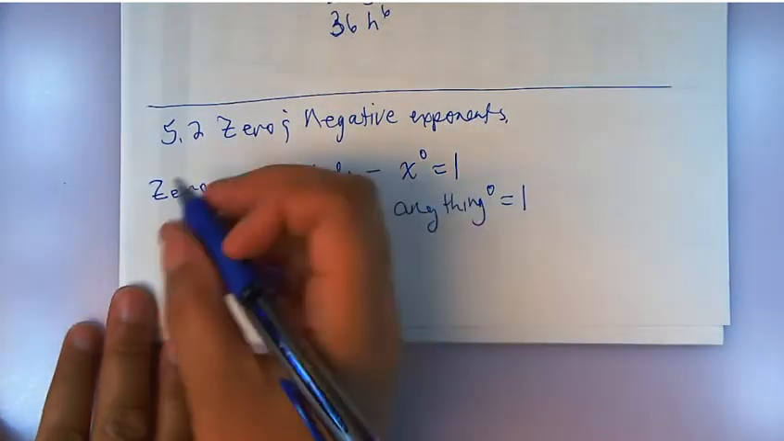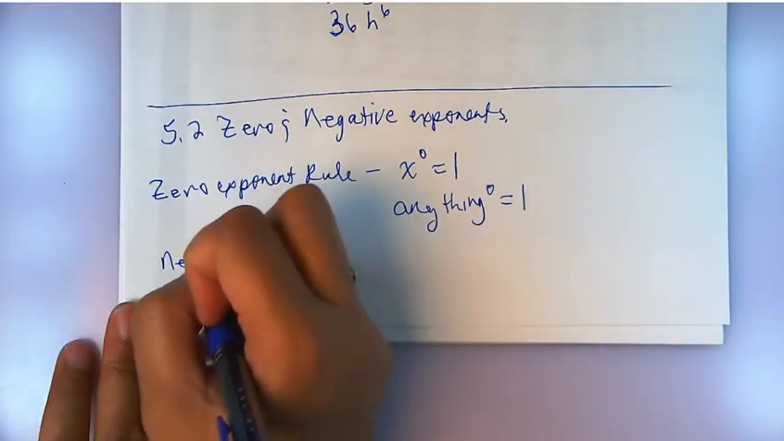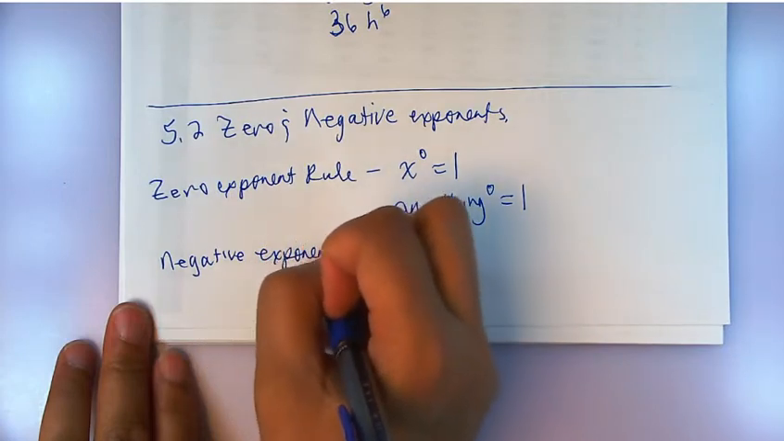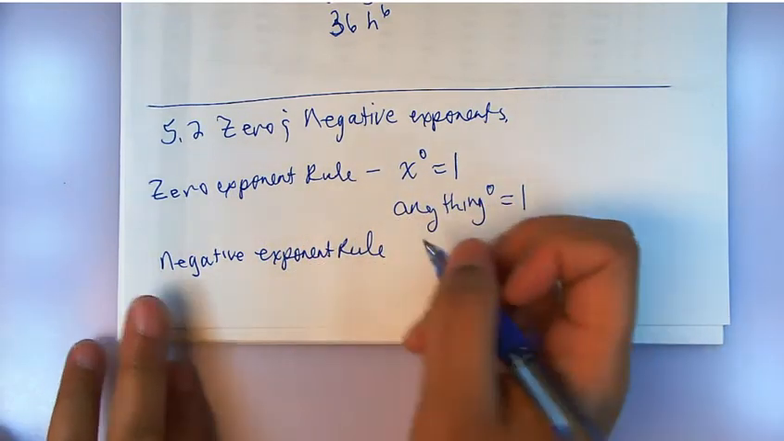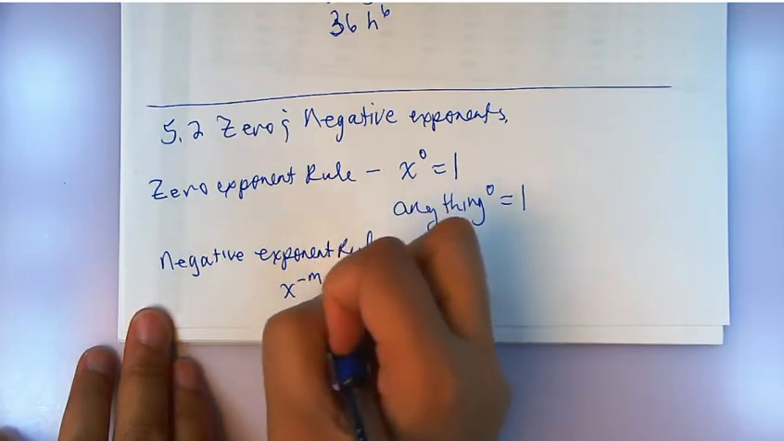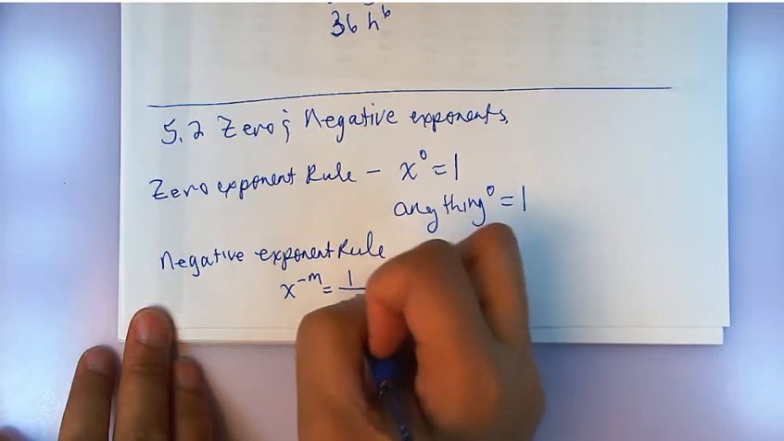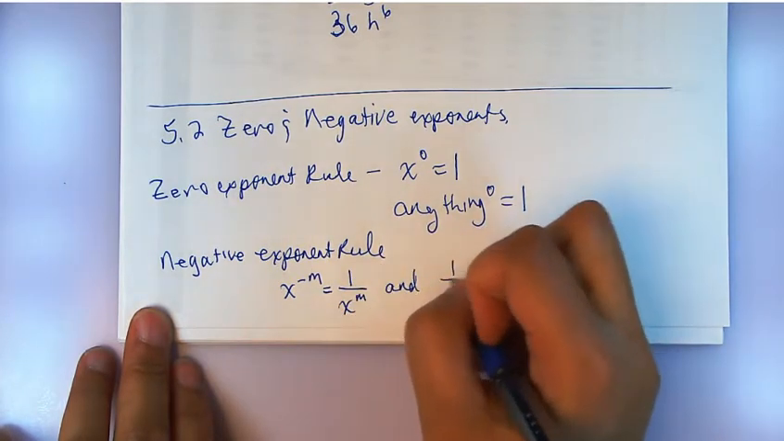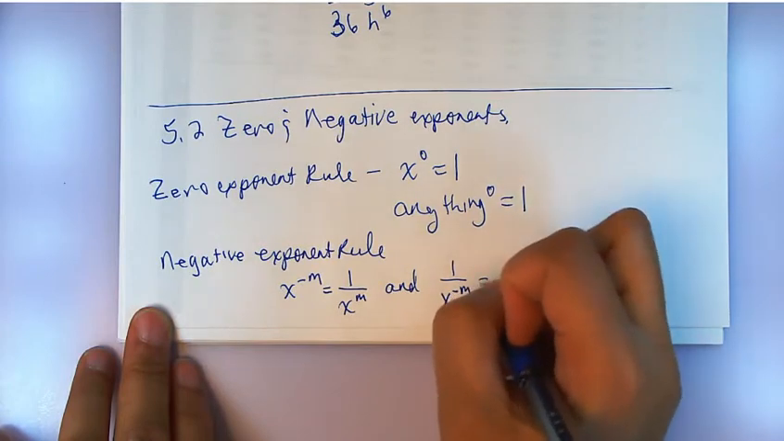And the next one we have is what we call the negative exponent rule. It says x to the negative m is equal to 1 over x to the m, and 1 over x to the negative m is just x to the m.